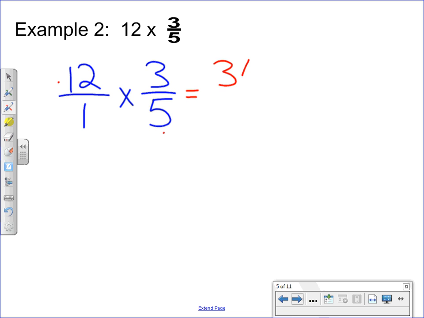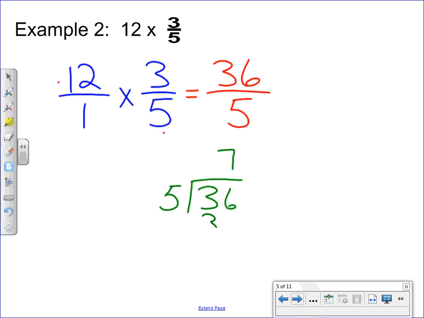12 times 3 is 36, and 1 times 5 is 5. So we end up with this. We've got another improper fraction, and we need to make this into a mixed number. So we're going to divide 36 divided by 5, and 5 times 7 is 35.